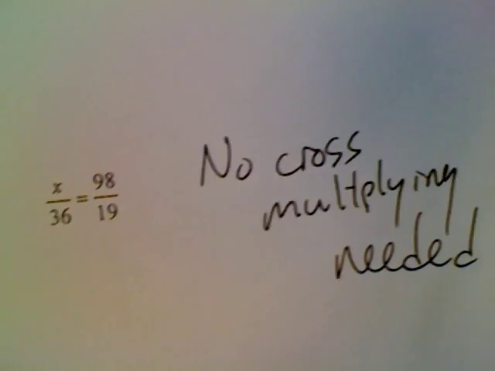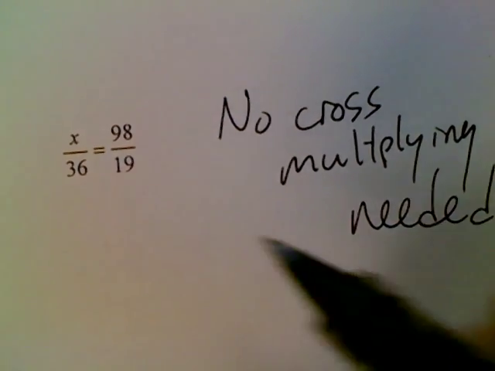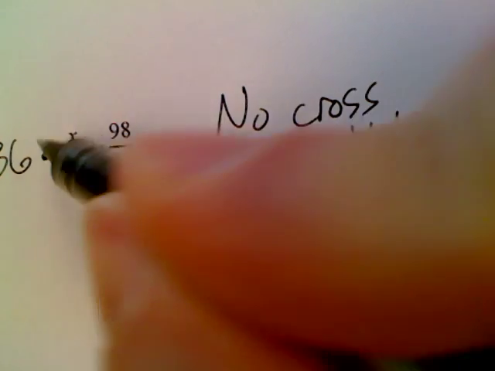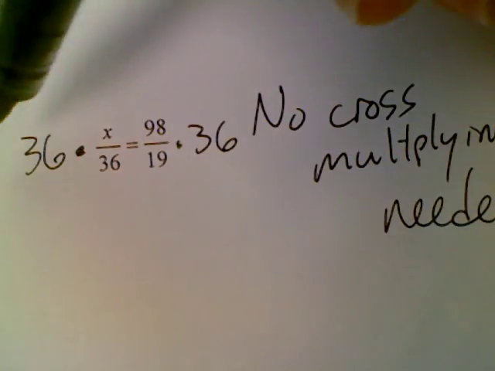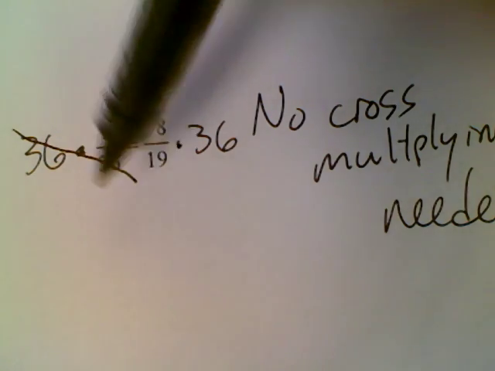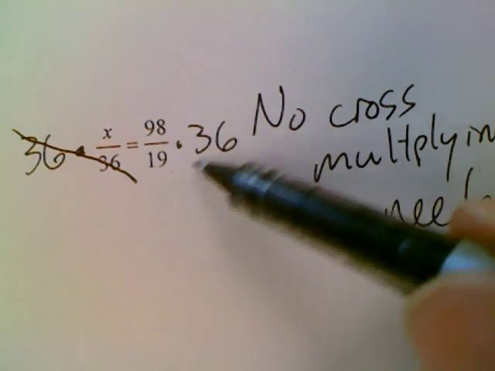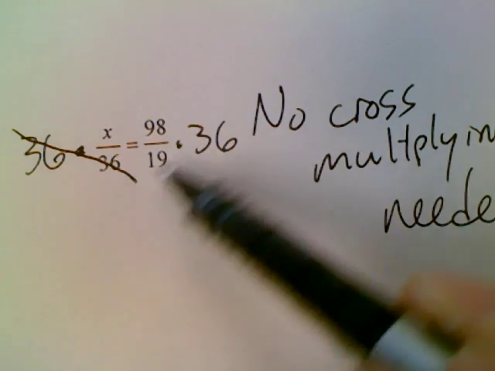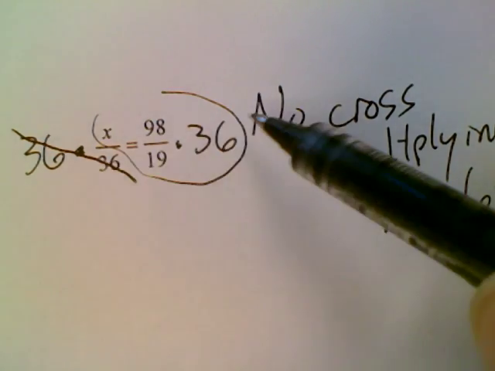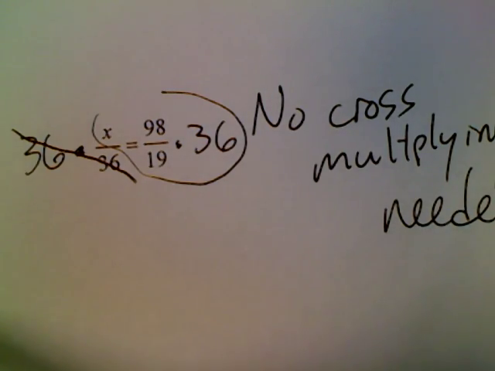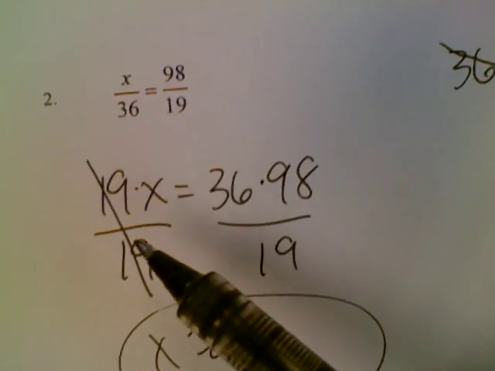Okay, and this is how I'm going to solve this problem every time. I'm just going to multiply both sides by 36. That will cancel out the division by 36 over here, and I'm ready to reach for the calculator. This is one step to getting the solution. Just multiply both sides by 36.